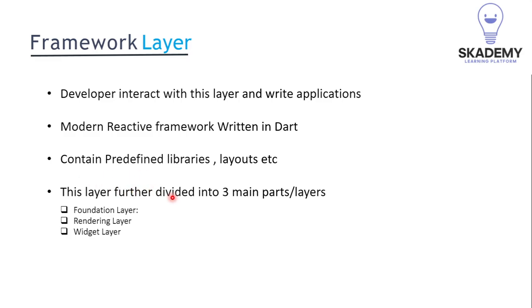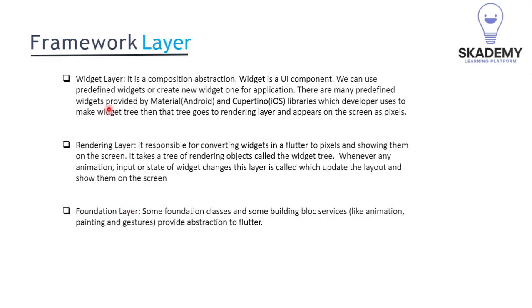This layer is further divided into three main parts. As we discussed, this layer has three sublayers, which are the foundation layer, rendering layer, and widget layer. Now we try to understand all these layers. First is the widget layer. It is a composition of abstractions, as we know that when we build UI for Flutter, our class must extend the stateful or stateless classes, which are abstract classes. So it is a composition of abstractions.